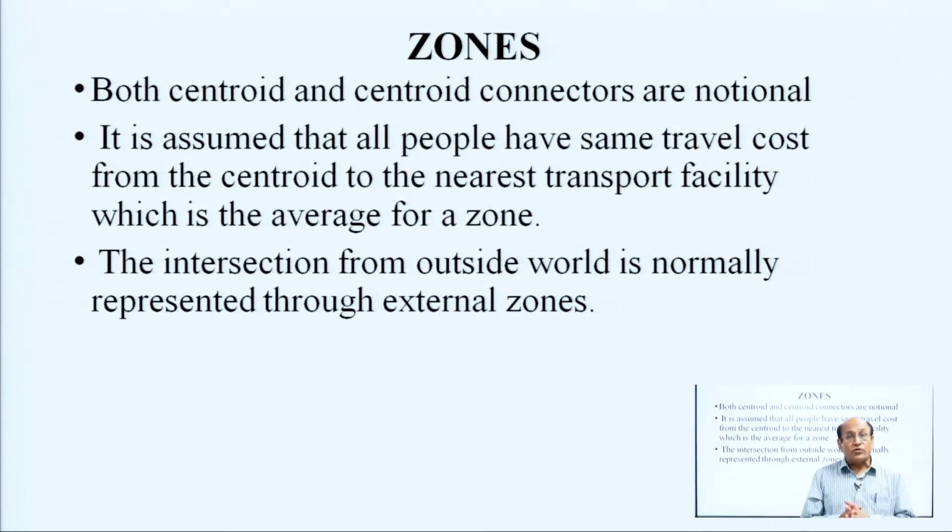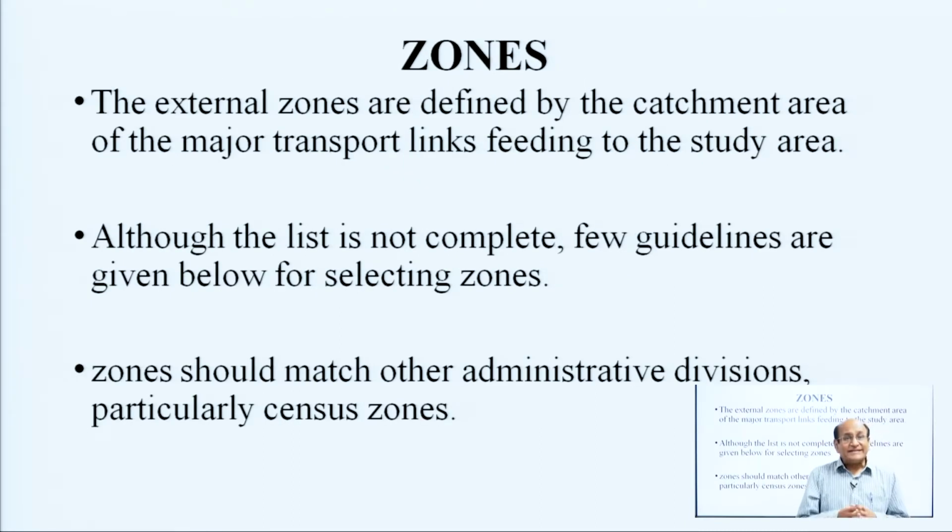Both centroids and centroid connectors are notional. It is assumed that all people have the same travel cost from the centroid to the nearest transport facility, which is the average for a zone. The interaction with the outside world is normally represented through the external zones. The external zones are defined by the catchment area of the major transport links feeding into the study area.